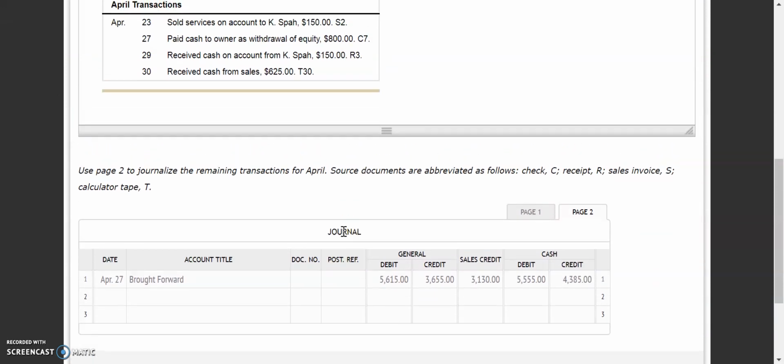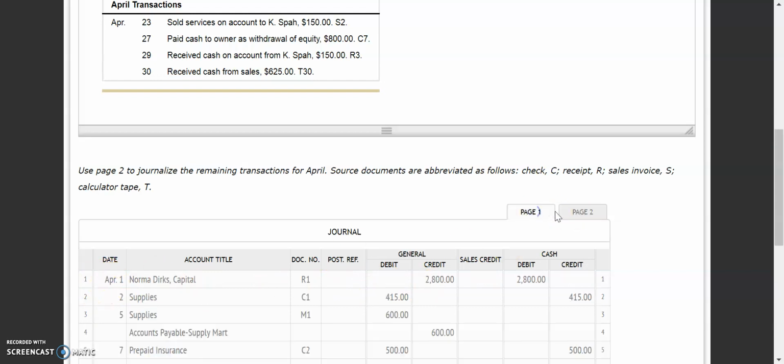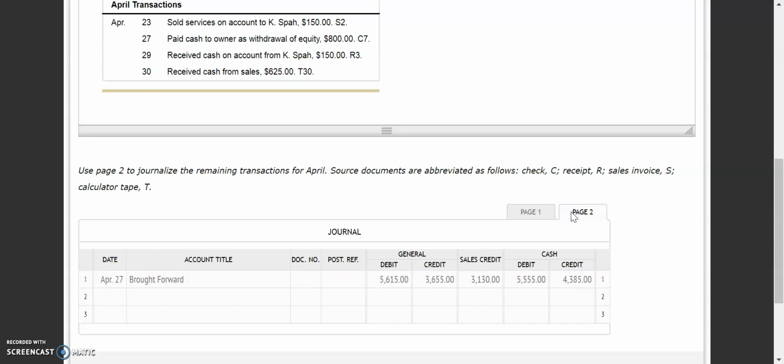The other nice thing about this program is that you can see that they actually filled this in for you. They filled in the brought forward. Obviously your workbook and your test are not going to do that, so you would have to do that. Again, because you're on the first line of a journal page, you can see here we've got page 2 and page 1. You can click on either one to see them. Because we're on the first line of a new journal page, you do have to include the month again. So that's why April is there.